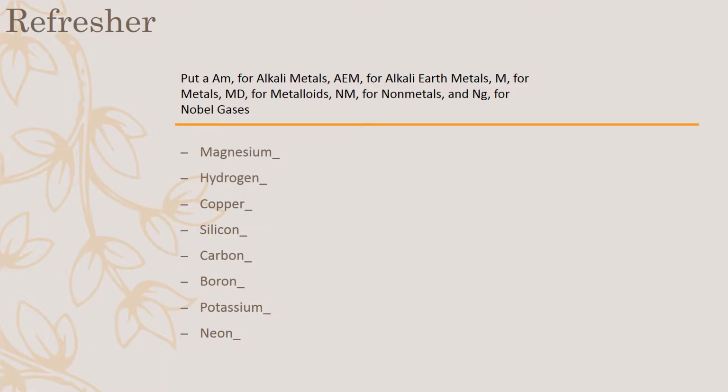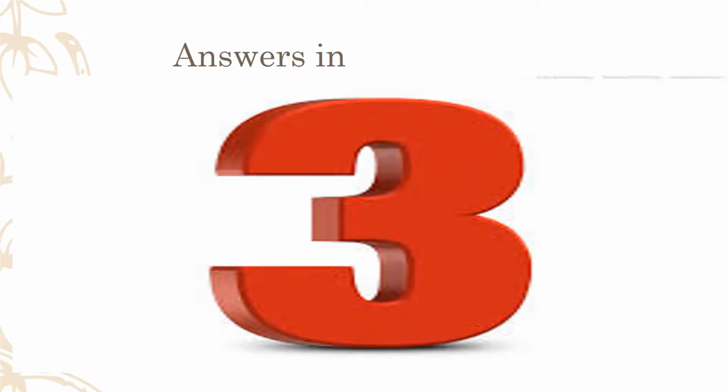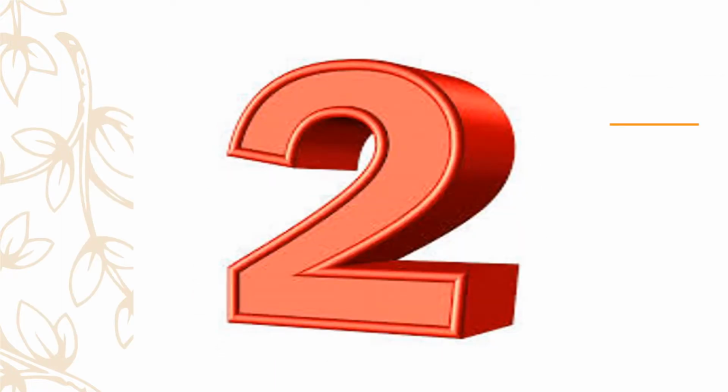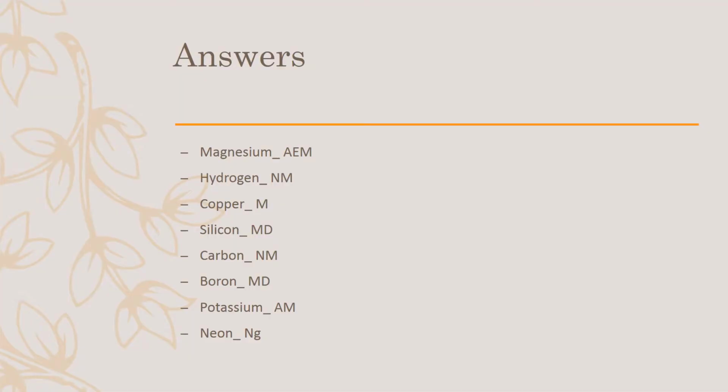So a quick refresher. Put AM for alkaline metals, AEM for alkaline earth metals, M for metals, MD for metalloids, MN for nonmetals, and NG for noble gases. Pause the video because the answers will be appearing in a few seconds. So the answers: magnesium is an alkaline earth metal, hydrogen is a nonmetal, copper is a metal, silicon is a metalloid, carbon is a nonmetal, boron is a metalloid, potassium is an alkaline metal, and neon is a noble gas.